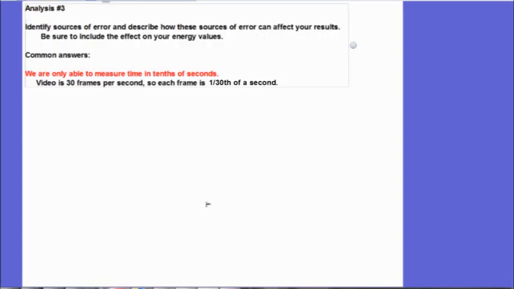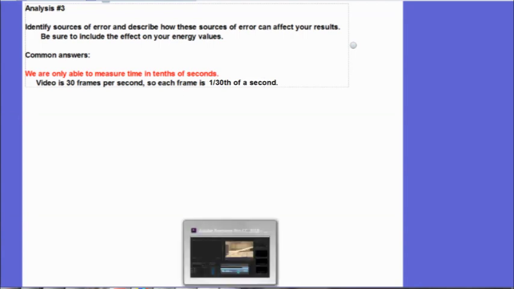Okay, so when we look at what sources of error we could have and how they affect our results, let's look at some of the common answers that I got from students in the lab. The most common one was, we're only able to measure the time in tenths of seconds. And I suggested that you use a frame-by-frame approach because the video is taken at 30 frames per second. So that way we can get frame by frame, we can get granularity of 1/30th of a second. So let me show you what I mean here.